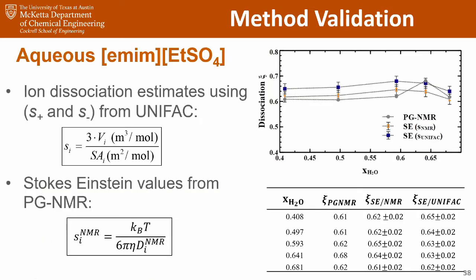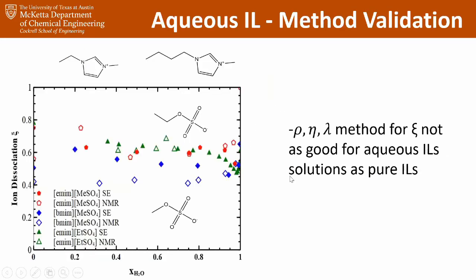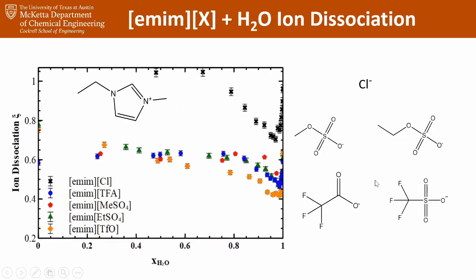I'd say that these values, this agreement, is maybe a little deceptively good. If you look over a wider range of comparisons, here we're comparing some of the EMIM and BMIM methyl sulfates and ethyl sulfate. You can see that the trends are fine, but there's a little bit larger disagreement. So I'd say in general, the estimates from the viscosities for the ion dissociation are not quite as good in aqueous solutions as they are in pure ILs.